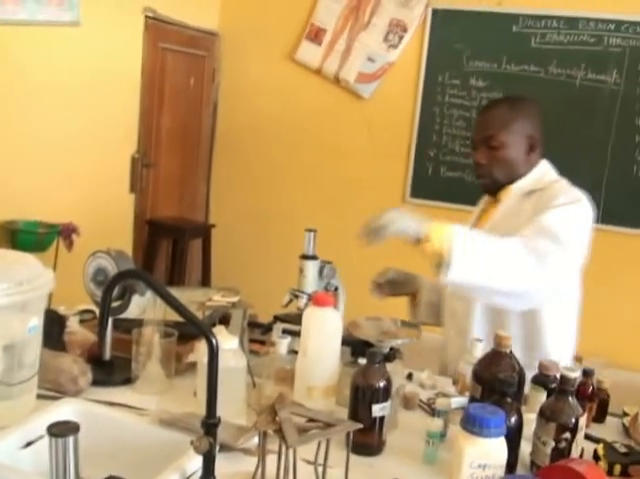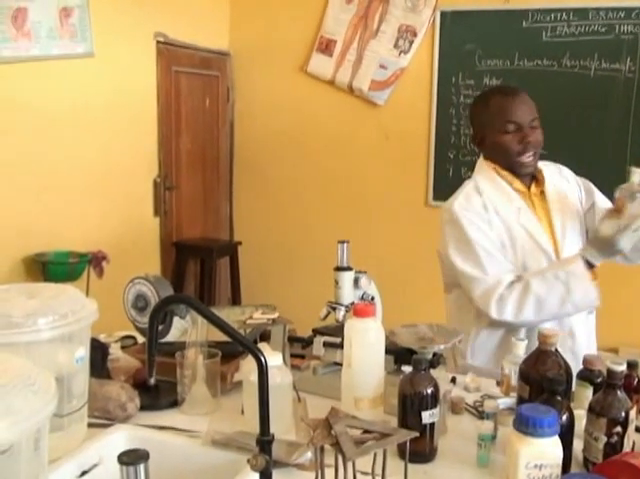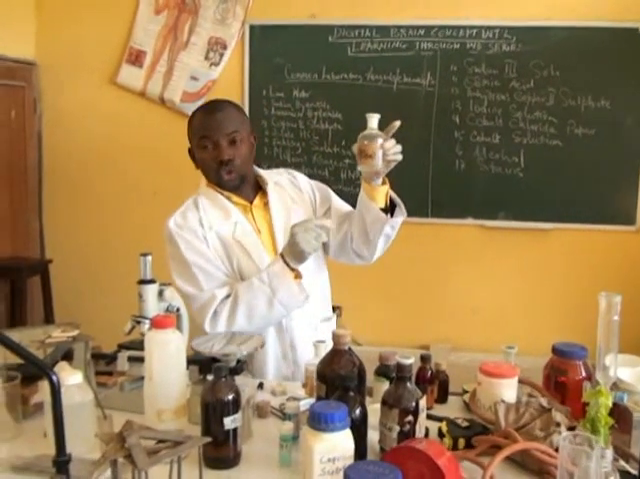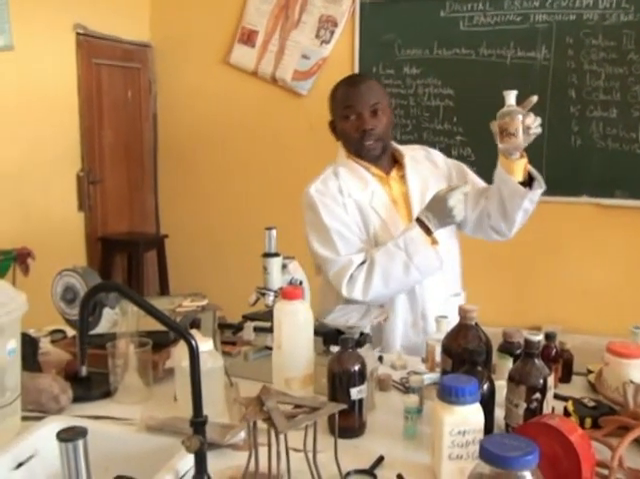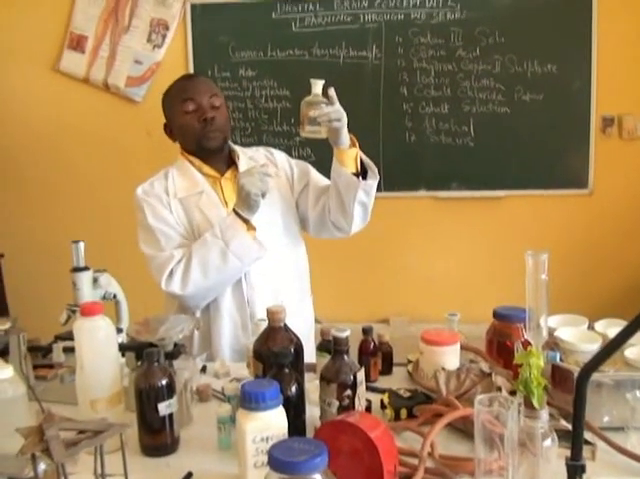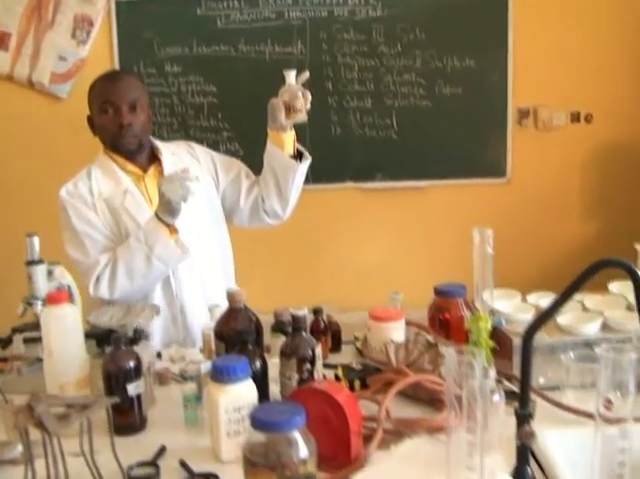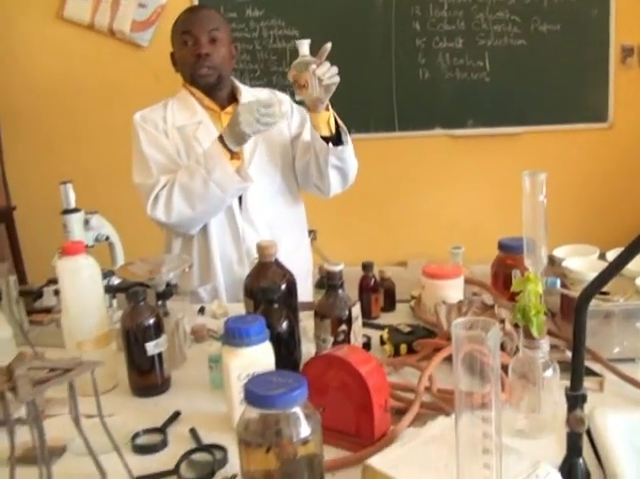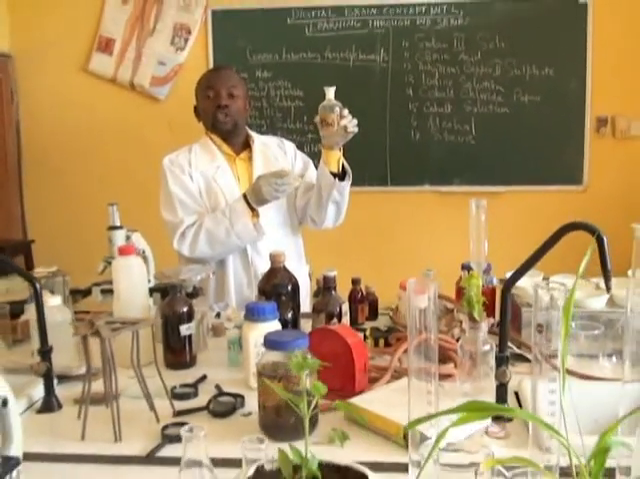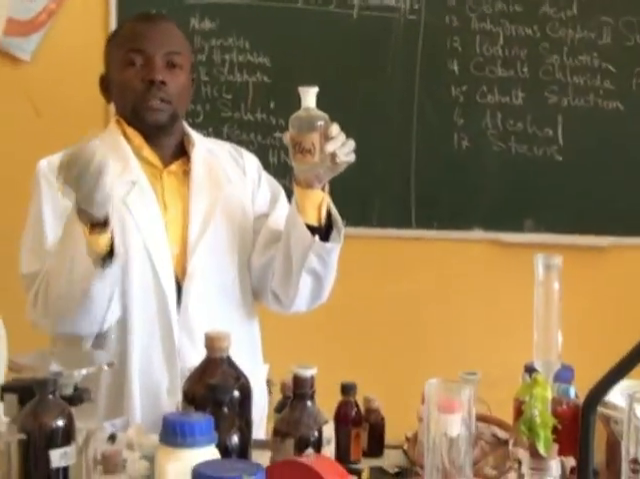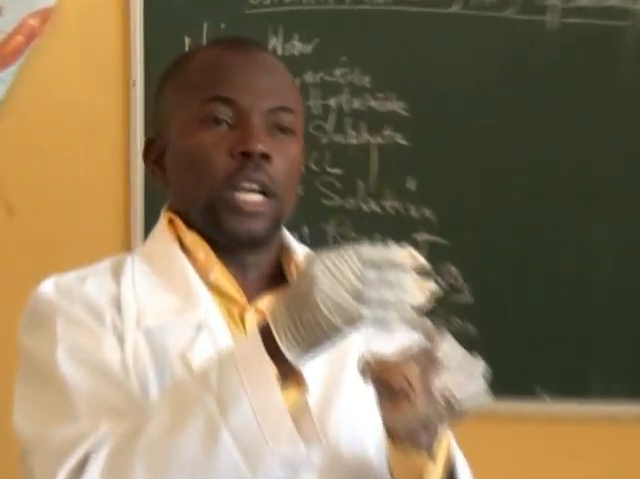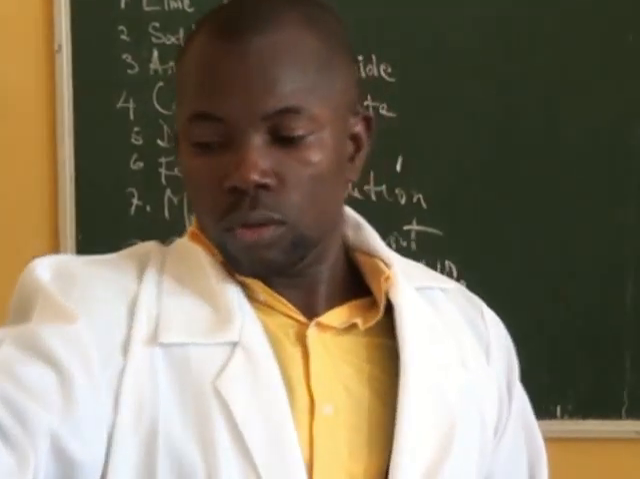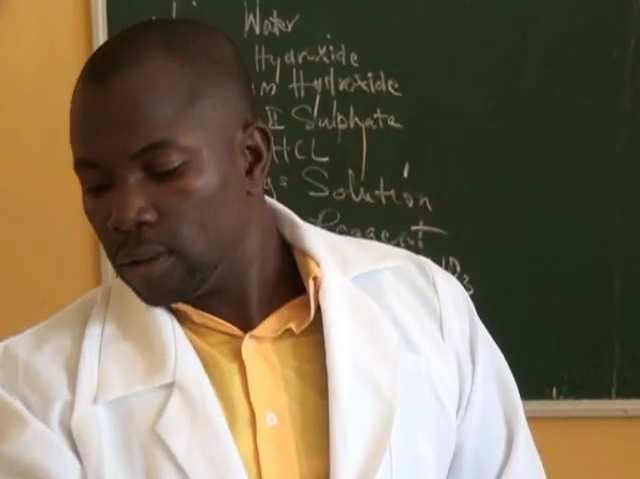Then we have hydrochloric acid, HCl. This hydrochloric acid is also used during food tests, especially when testing for non-reducing sugar. It is a hydrolyzing agent. When you put it in a food substance that contains a non-reducing sugar, it's going to hydrolyze the non-reducing sugar to reducing sugar before you can now apply other reagents to produce a positive result. So we normally use hydrochloric acid.